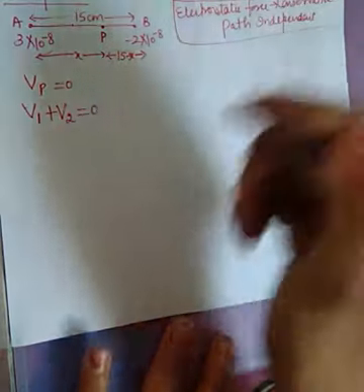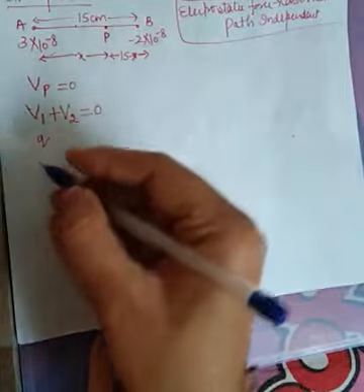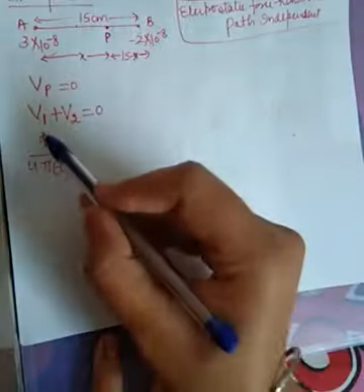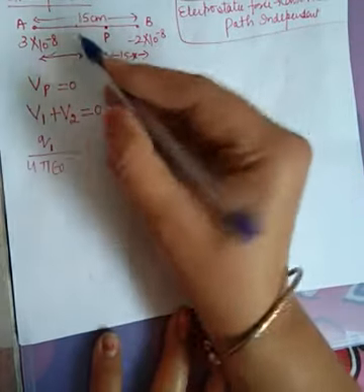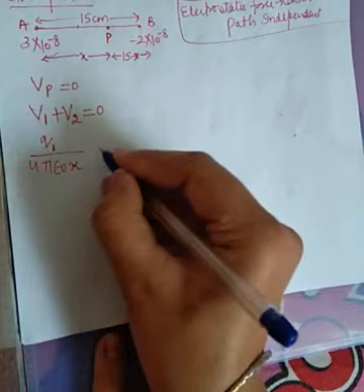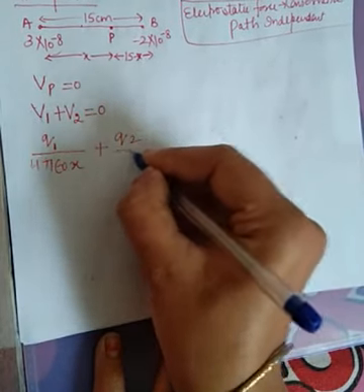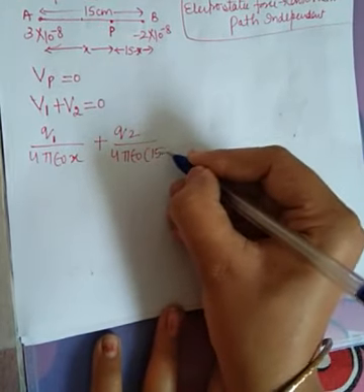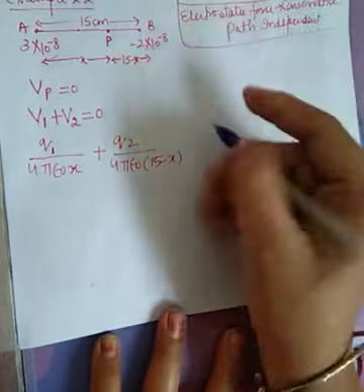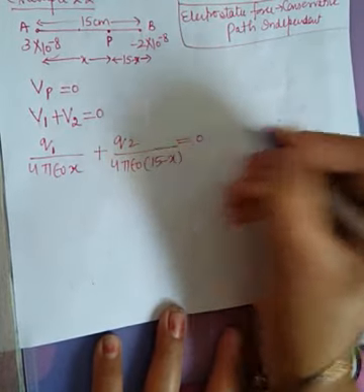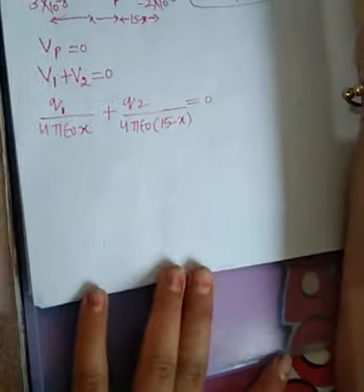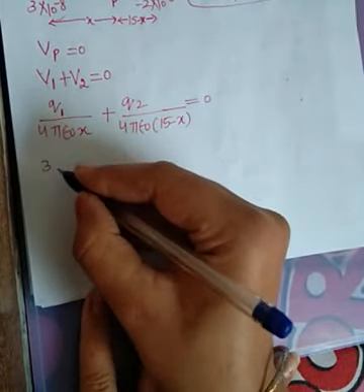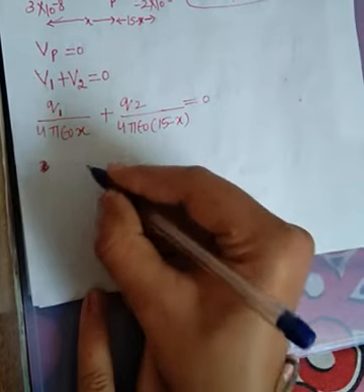Potential is charge per unit distance, q upon 4 pi epsilon naught separation. First charge is q1, and what about separation? That is x. Plus second charge, let it be q2, with separation 15 minus x, over 4 pi epsilon naught, and it results in 0. Okay, so what is the value of q1? Substituting the value 3, or we can substitute at last so as to avoid any confusion.